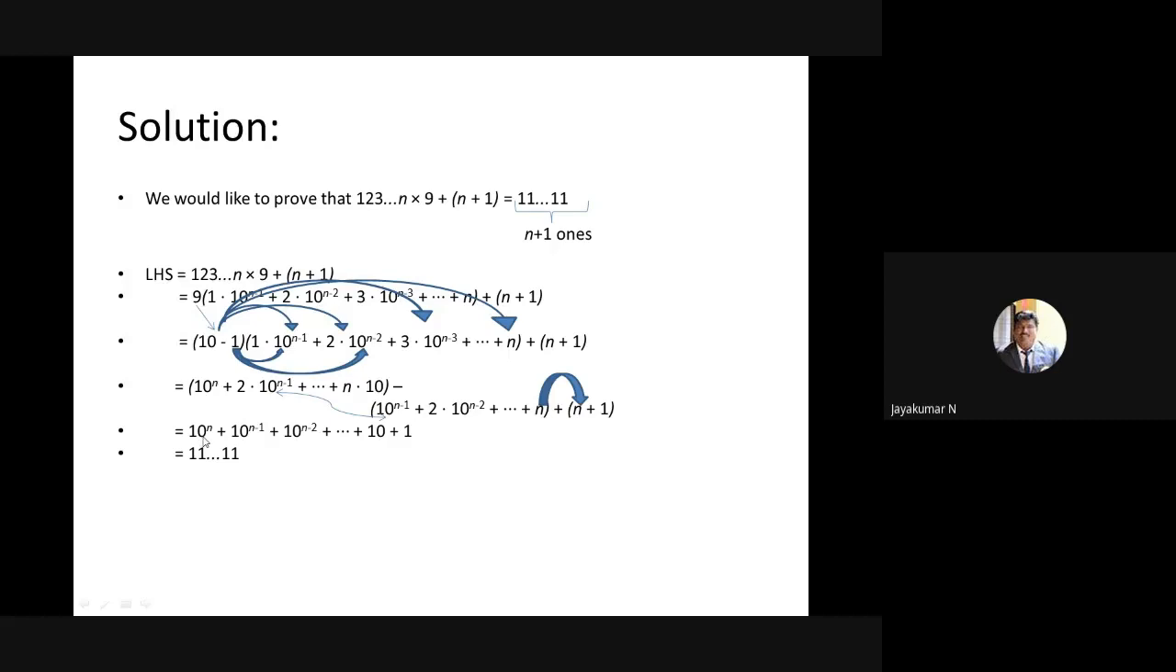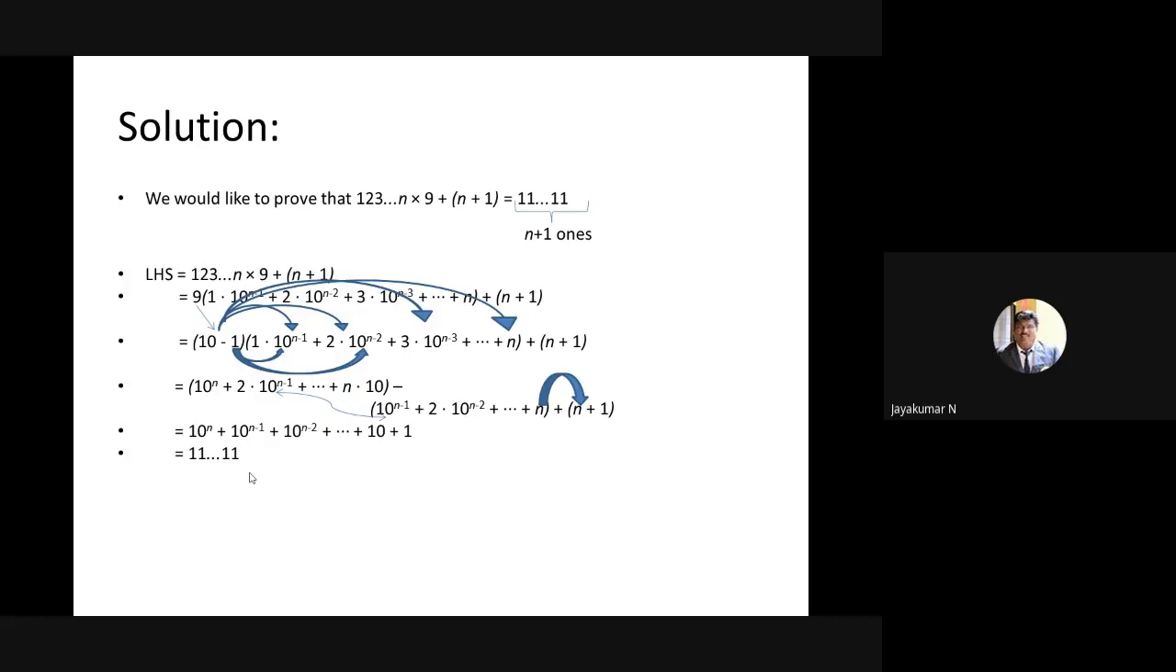See, 10 power 3 means 1000, so 10 power 3 means you have 3 zeros. 10 power 2 means 100, 2 zeros. So 10 power n has n zeros. Here we have the first number 1 and then n zeros. Add it with 1, and what do you get? There are n plus 1 ones. When you add it, definitely there are n plus 1 ones.